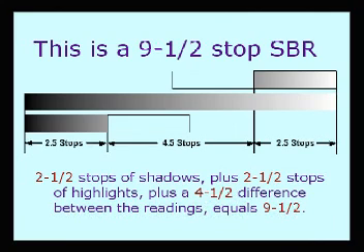Longer ranges are calculated the same way. Subtract the low EV from the high EV and add the difference to 5. In this case, 2.5 stops of low values plus 2.5 stops of high values plus the 4.5 stop difference between the readings add up to a 9.5 stop SPR.